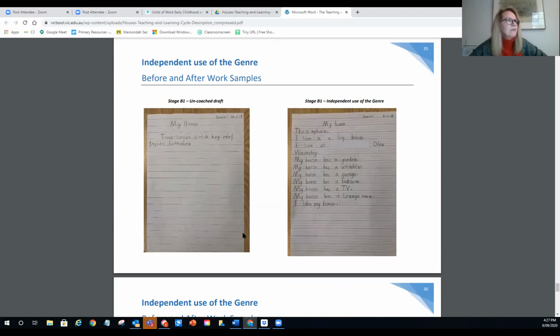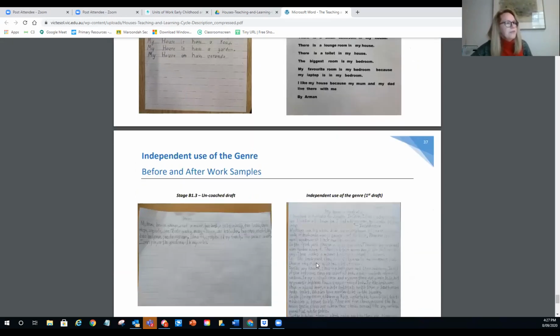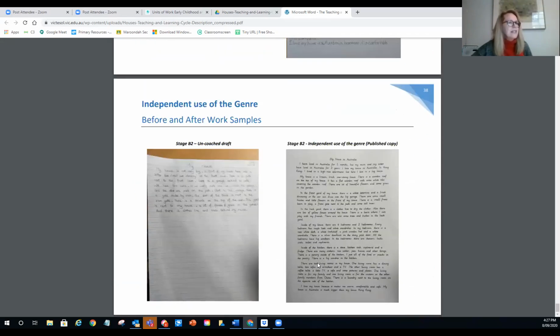There's an example of an uncoached draft through to the finished product, independent use of the genre. So you can see he's gone from trees, house, brick, key, roof. This is my house. I live in a big house, blah, blah, blah. So there's another example of an uncoached draft through to independent use. And obviously there's been great improvement, and as you said, Leah and Michelle, the students are very proud of their achievements.